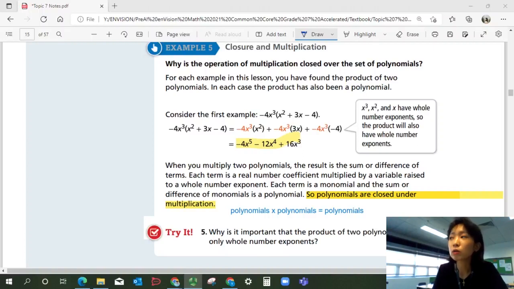Think about when it's not the case. If the product does not only have whole numbers, then what happens? Then it's not a polynomial. If it makes an irrational number, then it cannot be a polynomial. Okay, this means polynomials would not be closed under multiplication, which is not true, as we looked at in example 5. It is closed under multiplication. Let's write that down.